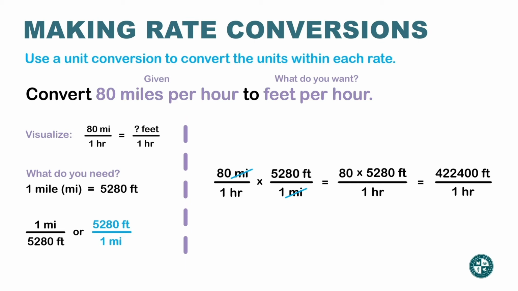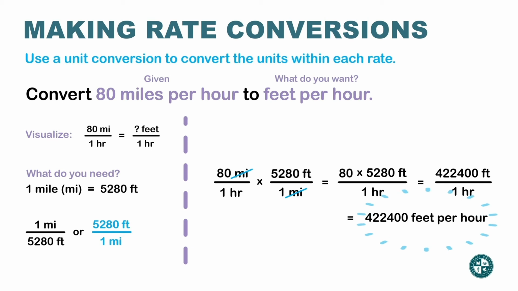However, you need to simplify this. So we're going to divide 422,400 by 1. You're going to get 422,400, but we're going to say feet per hour. And that's what I mean by conversion of rates. The given measurement is not a whole number measurement. It's a rate. It's a fraction. I'm comparing two quantities of different kind.